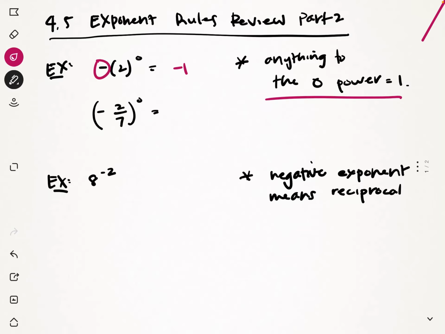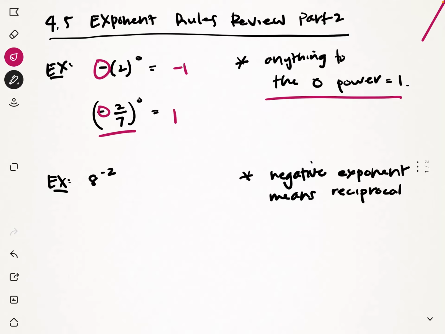Now, the second one is a little bit different, right? Our negative is inside the parentheses, and the 0 applies to the whole parentheses. So it doesn't matter what our sign is, that whole thing right there is going to be 1. So just be very careful about your signs and where they're placed.